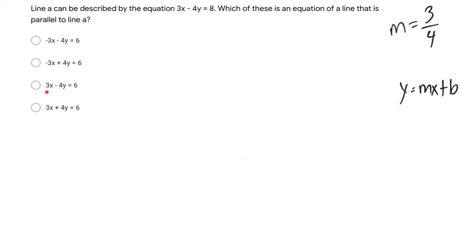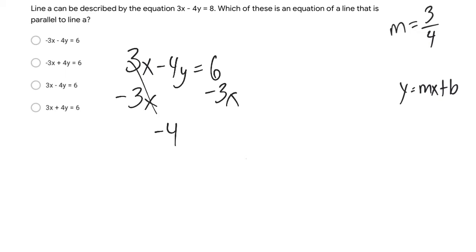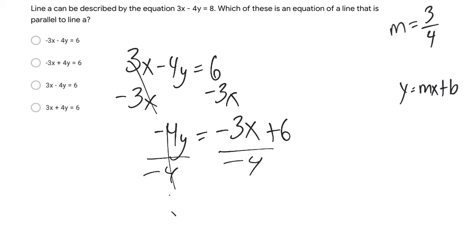This is going to be my answer. It's positive 3x with a negative 4y. This is going to end up being the same slope. But let me show you how that works. It's the exact same math. You still get y by itself by subtracting 3x from each side. Then you have negative 4y is equal to negative 3x plus 6. If you divide by negative 4 on each side, you have y equals, like I said, it's the exact same math.